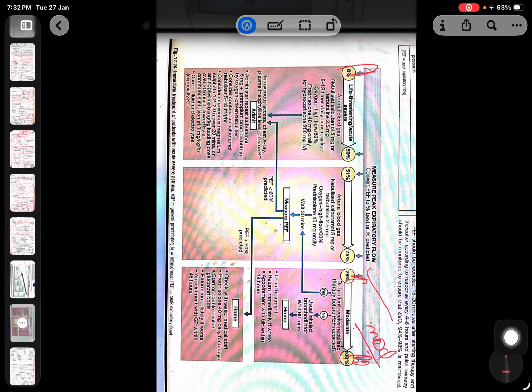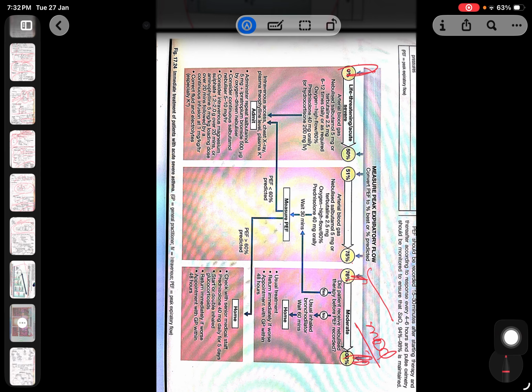Again, you have to check whether the patient has taken the Levolin, that is salbutamol, before or not. If he has not taken it, you can ask him to inhale the bronchodilator and wait for 60 minutes, then go back. If yes, then repeat the PEF after 30 minutes. That's the major thing. But if it's from 0 to 75, you maintain the same thing.